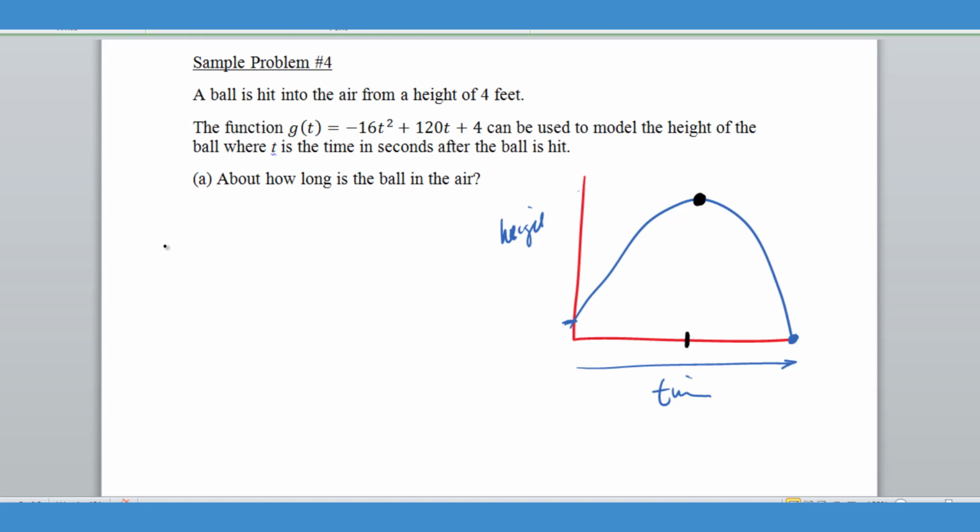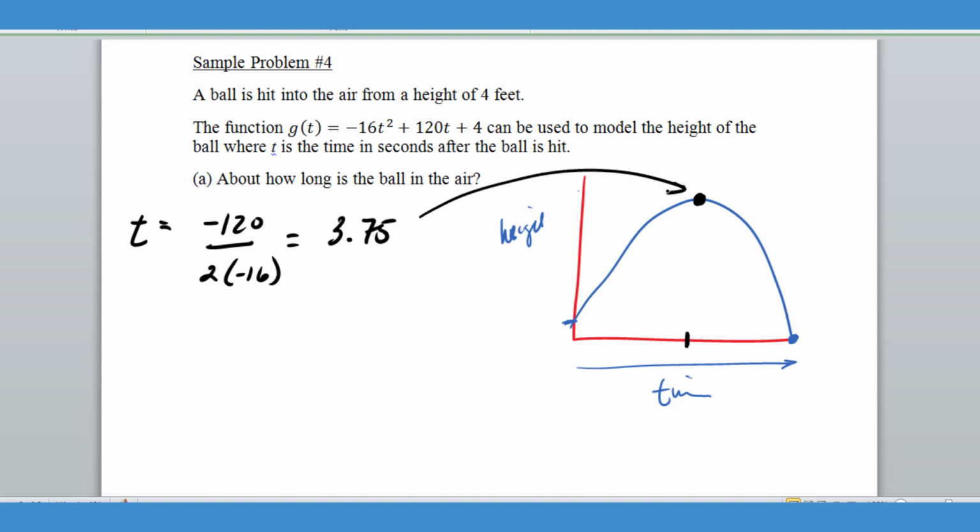And so what we're going to do, we're going to find the T for time, and we're going to use our A, B, and C values necessary to plug into this. And so we need -120 over 2 times A, which is -16. Which is going to give me roughly 3.75. And so that's my time at the height. Okay, so at the maximum height of the ball, it took 3.75 seconds to get to that point.